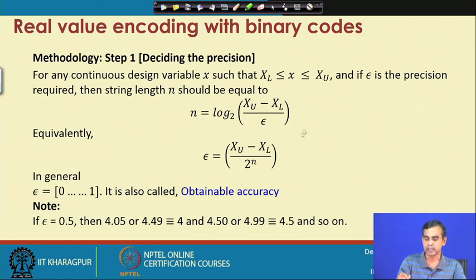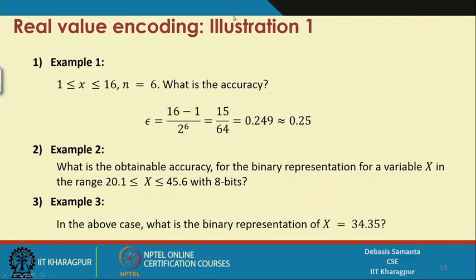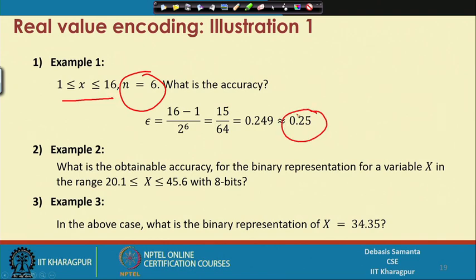This is the formula we should follow to understand how many bits are required for a desirable accuracy, and it can be followed to solve problems. As an example, suppose x is within this range and n is 6, that means we decide the number of bits is 6. Then the obtainable accuracy can be calculated as 0.25. So within the range of values and n we can decide the obtainable accuracy, and finally we can use this formula to calculate the number of bits.